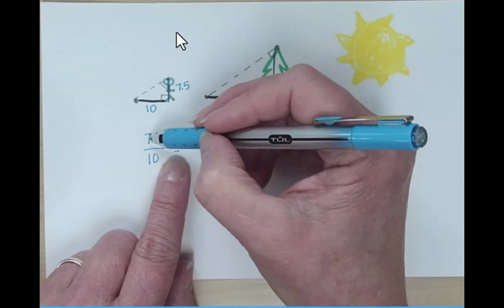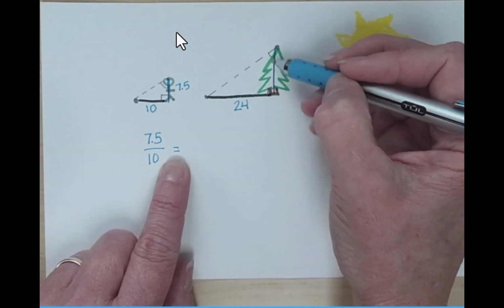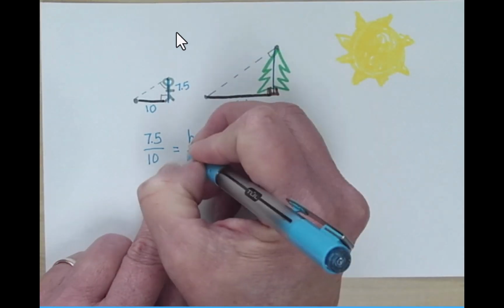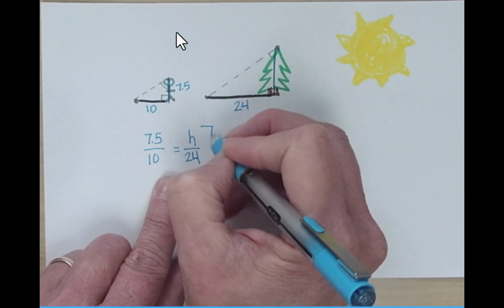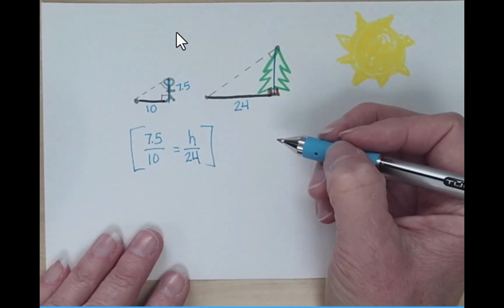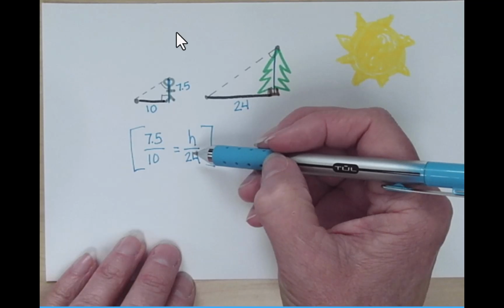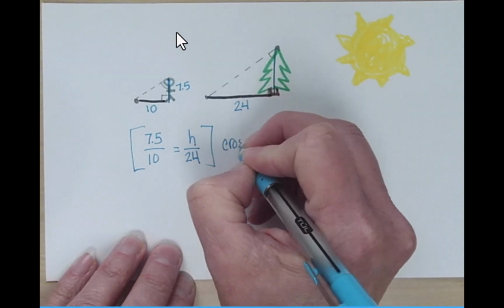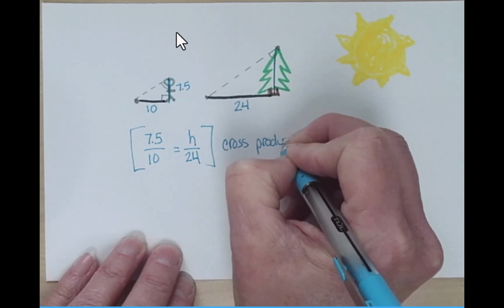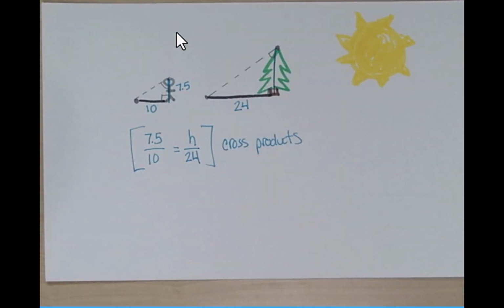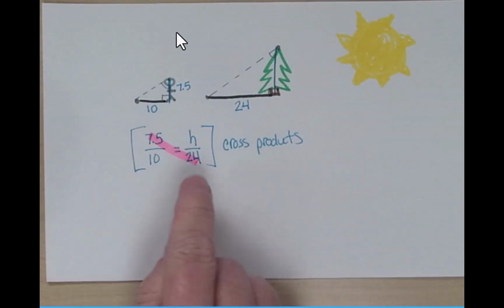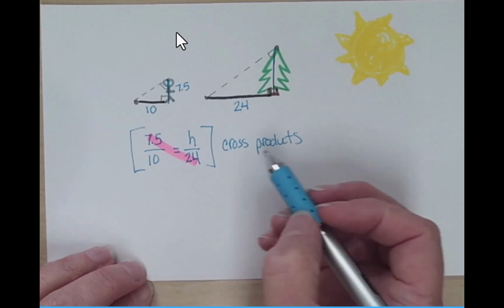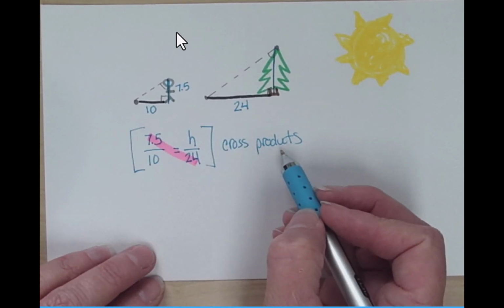Okay, so 7.5 corresponds to this tree height. I don't know what that is. I'm going to call it H for height. And 10 corresponds to this 24. Okay, so that's what I was really trying to get at, this calculation right here. You did this last year, solving proportions, and you used something called cross products. And to solve this using cross products, I'm going to go across that equal sign and multiply these two numbers together. That's what the cross means. That's what the product means.